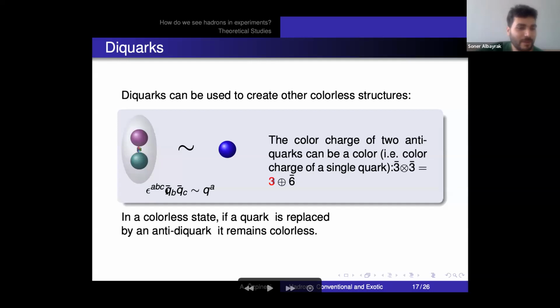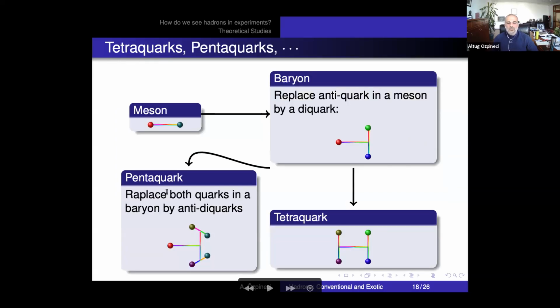Thank you. So these diquarks basically allow us to construct some possibilities for multi-quark states. You start with a meson, which is a quark and an antiquark, here just the red and the anti-red. Without changing its color properties, you can replace the antiquark by two quarks. This way you can construct a baryon. You can take this baryon and replace this red quark by a suitable anti-diquark. Still color doesn't change.